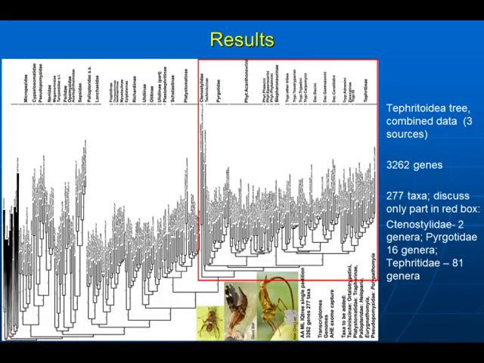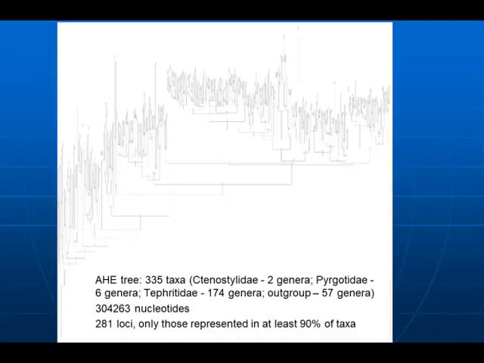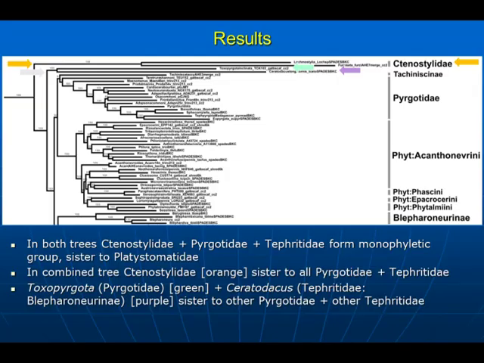So this is the tree that Keith was showing. I'll just be referring to the part in the red box there. This is the AHE tree, some of the statistics for it. It's based on 281 loci that are represented in at least 90% of the taxa. So here's the results.